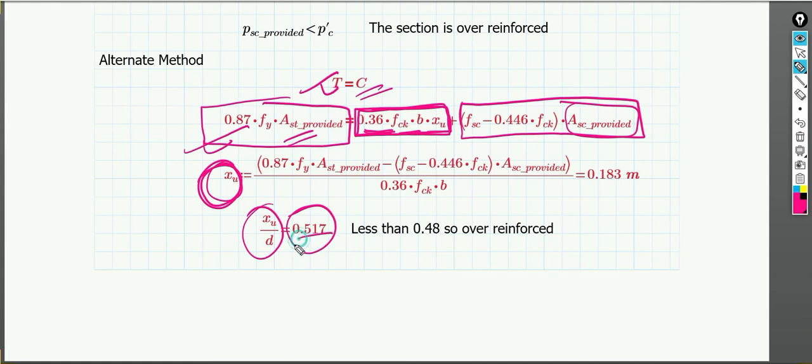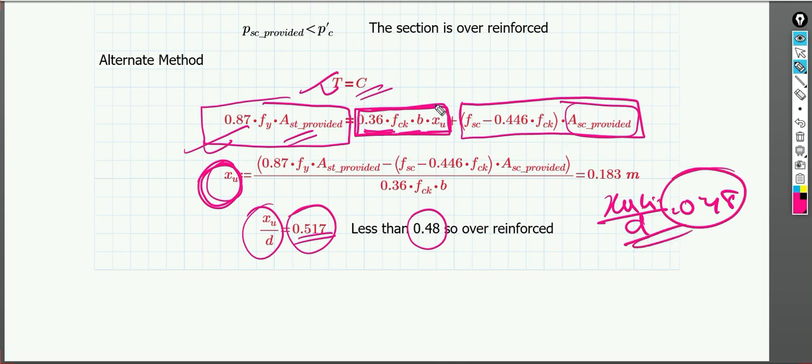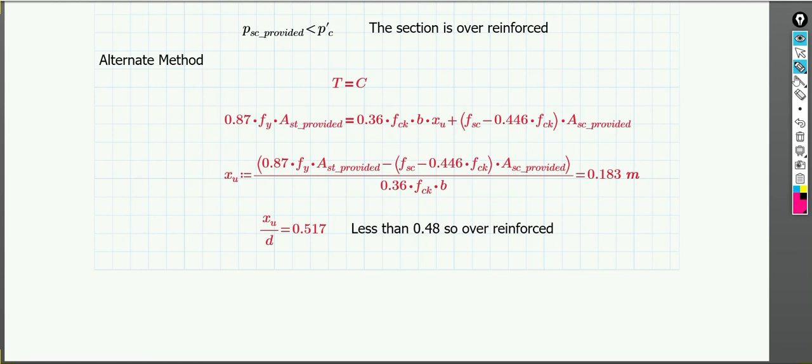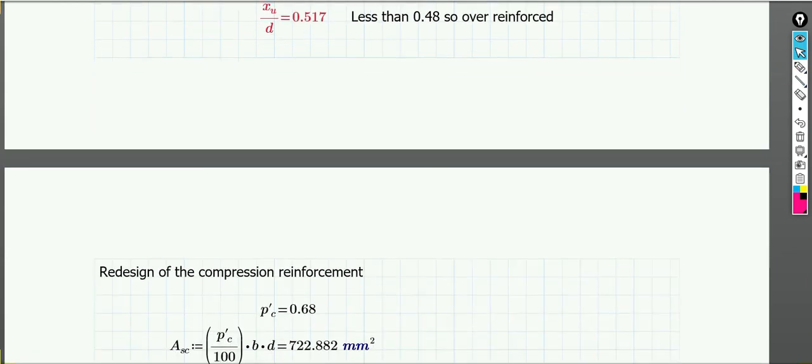You already know that if this xu by d value comes out to be more than the xu limit by d, which is 0.48, then the section is over reinforced. So whether you do this check or the previous check, you can do any one check and see whether the section is over reinforced or under reinforced. Here we have got xu by d as 0.517, which is greater than 0.48, so this is an over reinforced section. As you know, an over reinforced section is not allowed as per IS 456. So you have to redesign the section.